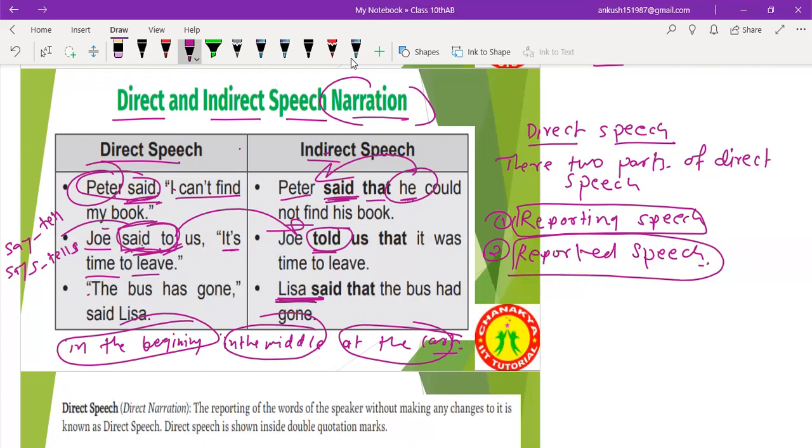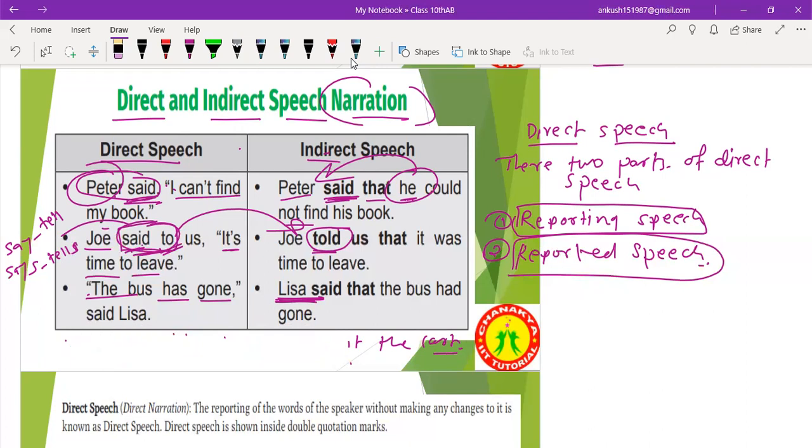For example, it is written, "The bus has gone," said Lisa. Now, what would be the proper sentence there? Can you tell? The proper sentence would be: Lisa said the bus has gone. Have you got it?